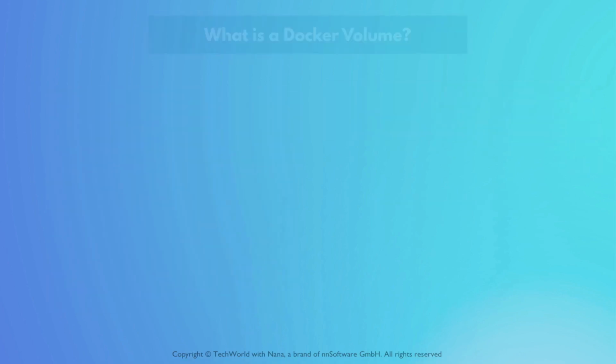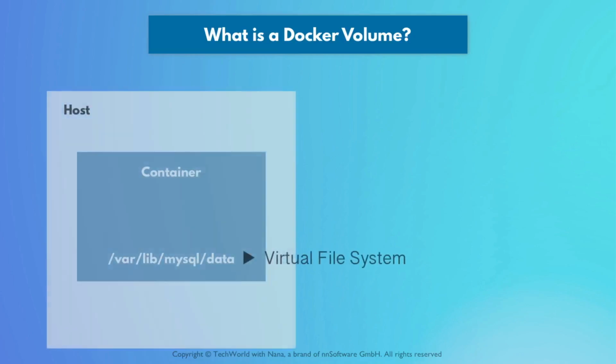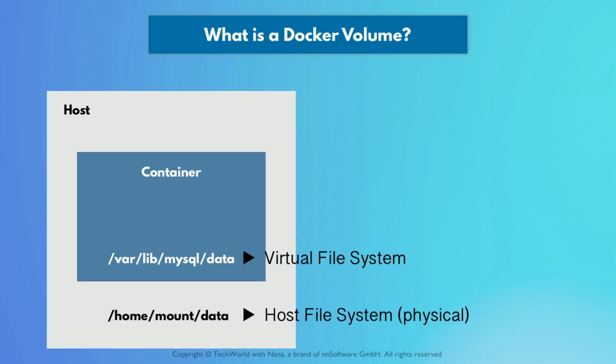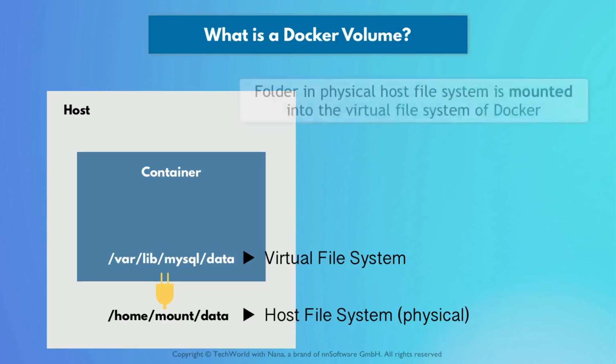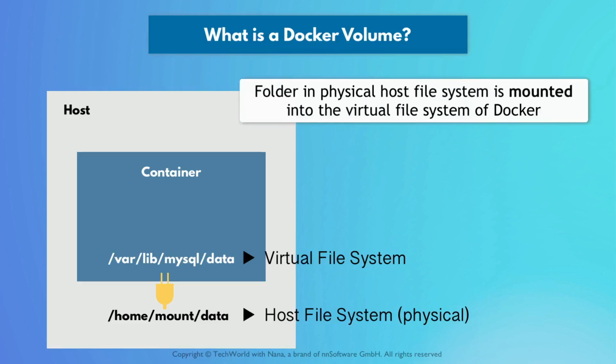So what are the Docker volumes exactly? So on a host, we have a physical file system, right? And the way volumes work is that we plug the physical file system path, it could be a folder, a directory, and we plug it into the container's file system path. So in simple terms, a directory, a folder on a host file system is mounted into a directory or folder in the virtual file system of Docker.